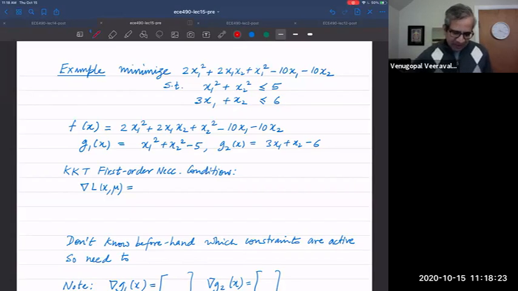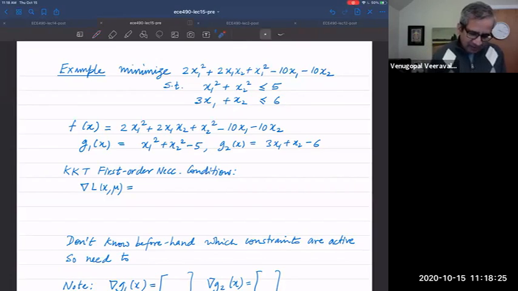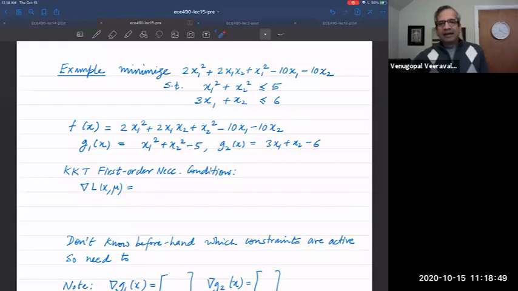All right, so we have this seemingly reasonable problem. We have a quadratic function like this, and we have two inequality constraints, one quadratic and one linear. The function is this, and the constraints can be written as g1 is this minus 5, and g2 is this minus 6. So let's say we want to apply the necessary conditions to identify potential local minima, just like we did with the Lagrange multiplier theorem for equality constraints.